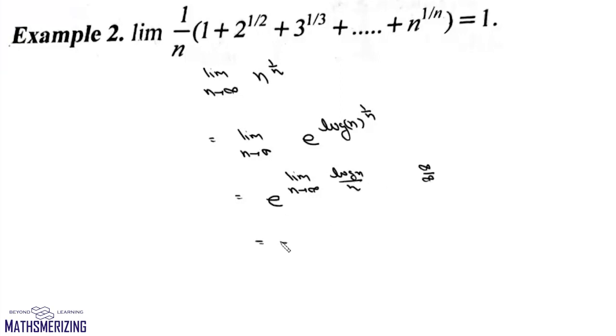We can use L'Hopital's rule. We can write e to the power of this limit as n tends to infinity of 1 by n upon 1. So it will be simply e to the power 0, which is 1. So the value of this limit is nothing but 1.